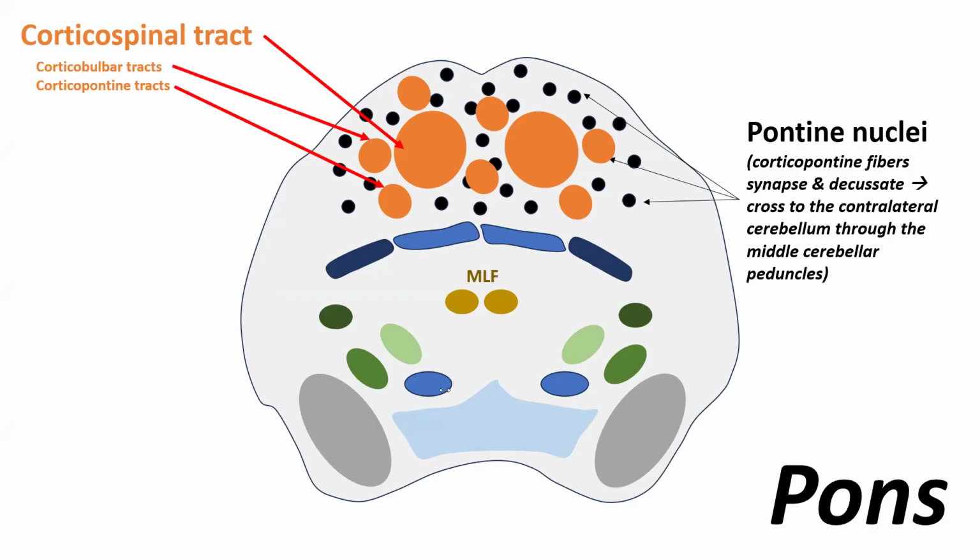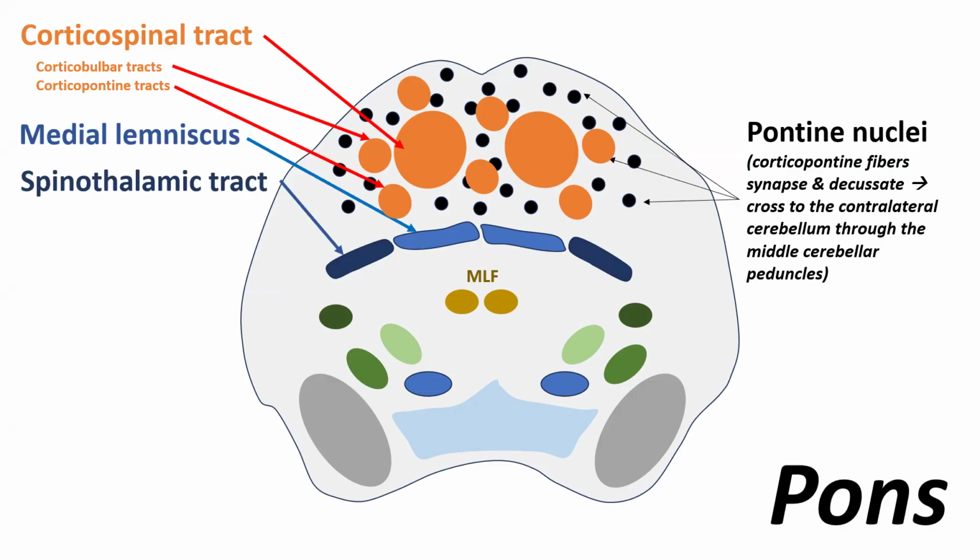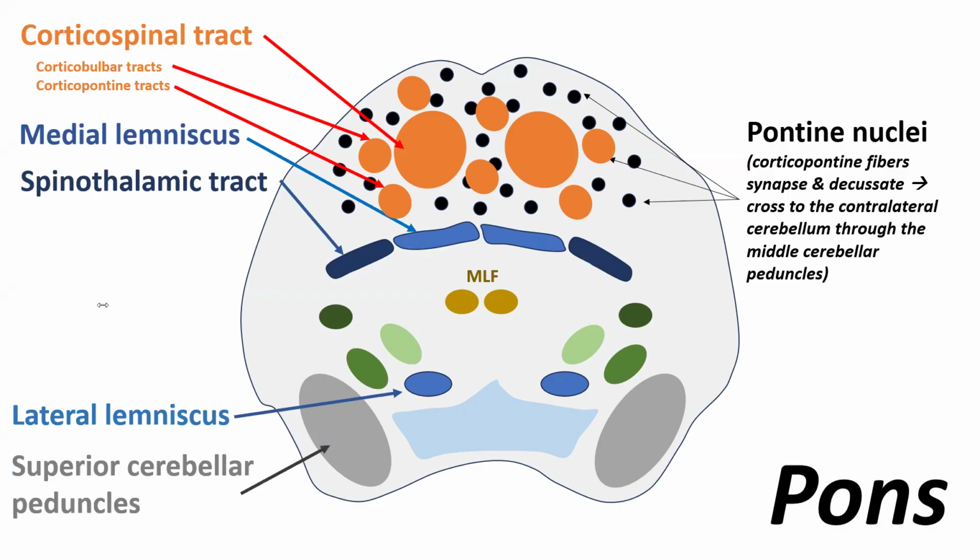You see these other small motor tracts. These are the corticobulbar tracts, carrying primary motor innervation to the motor nuclei of several cranial nerves, and we have the corticopontine tracts carrying information from the cerebral cortex to the pontine nuclei, as said. Then we have the medial lemniscus and the spinothalamic tract, and we also find the lateral lemniscus at the back of the pons tegmentum. We also see the superior cerebellar peduncles, but I'm going to talk more about those later.